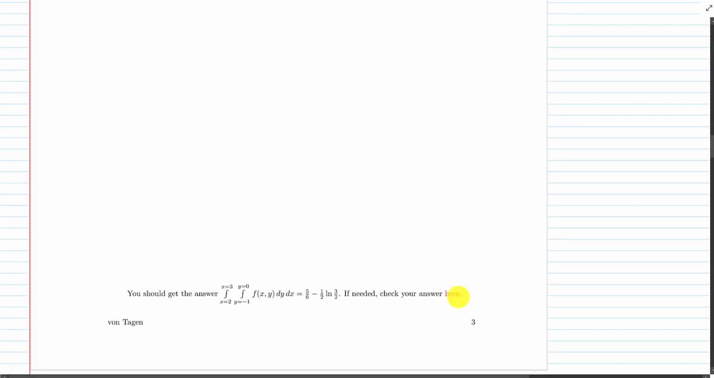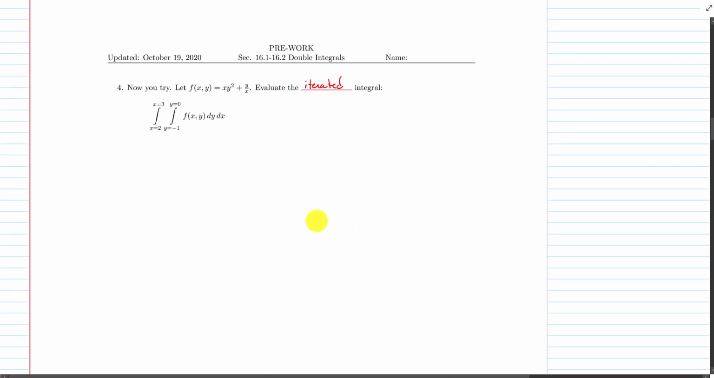Anyway, if you like, you can go ahead and access the answer by clicking on this link if you want to see a worked out solution, or here's what you should get when you're done evaluating this. So give this a shot. Let me know if you have any questions.